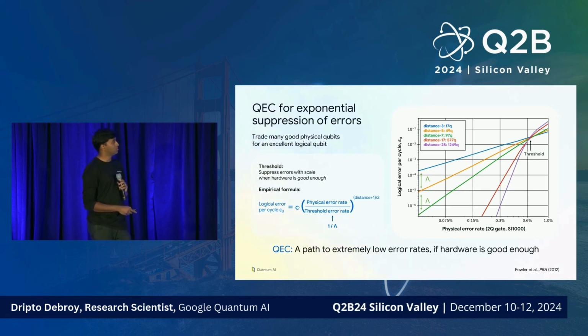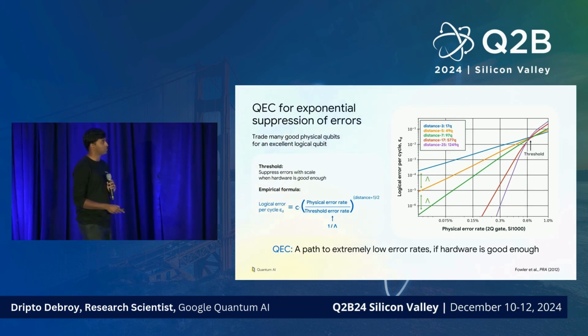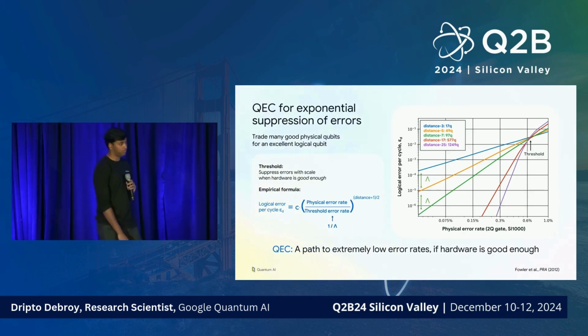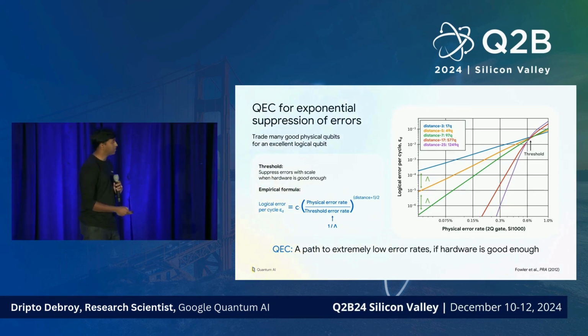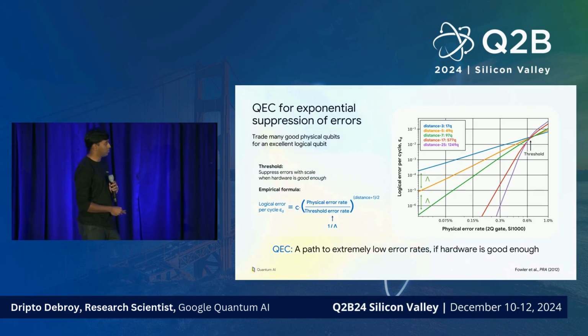What you can see for these different color lines or different distances is that there's this critical point called the threshold where they start crossing over. Above the threshold, smaller distance codes perform better, and below the threshold, larger distance codes perform better. And crucially, as you get below the threshold, you can start arbitrarily increasing your distance to get lower and lower logical error rates. And the factor that you pick up is lambda. That's shown here in this equation, where lambda, or 1 over lambda in this case, is really the key metric that we use to decide how well we're doing error correction-wise.